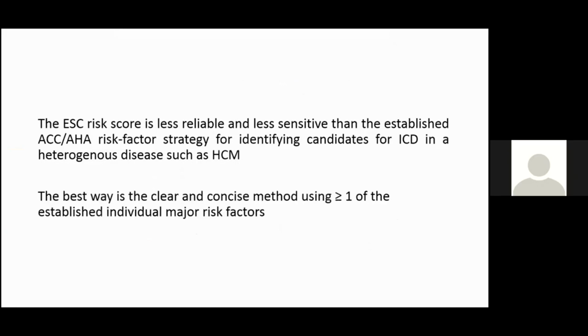So, as a conclusion, the USC risk score is less reliable and less sensitive than the established American risk factor strategy for identifying candidates for ICD in a heterogeneous disease such as hypertrophic cardiomyopathy. The best way is the clear and concise method using one or more of the established individual major risk factors. So for our patient, we decided to implant an ICD and follow the American guidelines, as they allowed to save more lives.